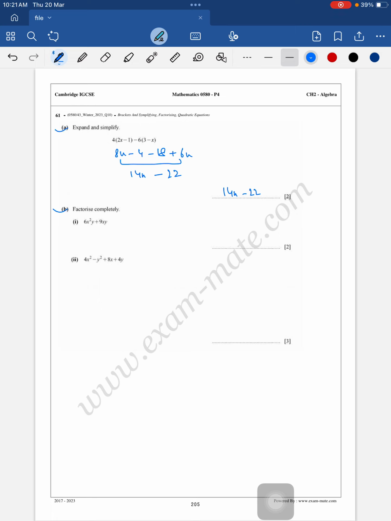Part B, factorize completely. We have two terms. We can see that 3 is common and x is common, y is common in both terms. So 3 into 2x square, x is common, x, y is neglected, plus 3 is a 9 and x, y both common, so that's the answer. 3xy, 2x plus 3.